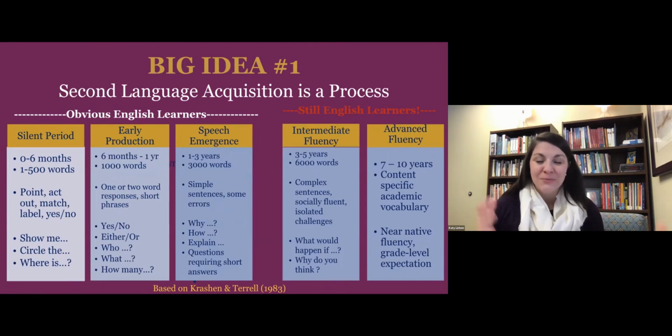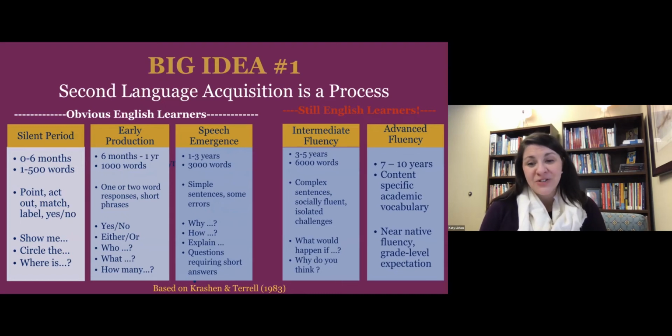And I know that you know this, but one big way that our children and our students are different is the way in which and where they are progressing through the 5 stages of language acquisition. So there are 5 stages. A child in the first stage, the silent period, is very different than a child who's in the intermediate stage. The intermediate stage can take 3 to 5 years.